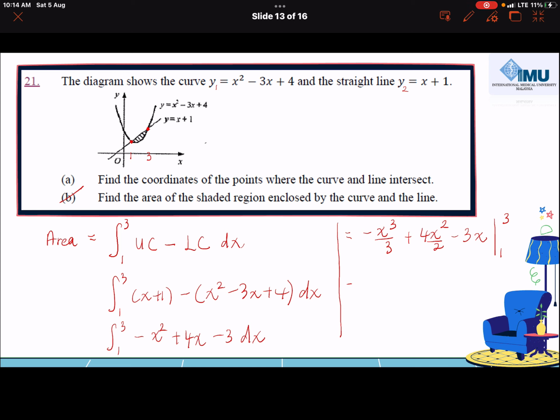Now evaluate accordingly. Substitute 3 first into x. Evaluate, you will get 0. Then you're going to subtract the substitution of 1, your lower limit, into your expression after you integrate, and you will obtain negative 4 over 3. At the end of the day, you will get the area between these two curves as 4 over 3 unit square. That's all.